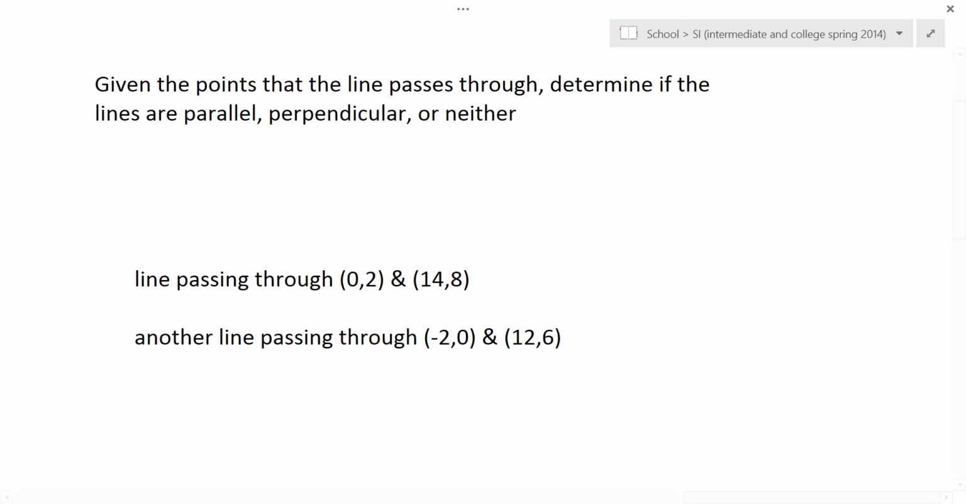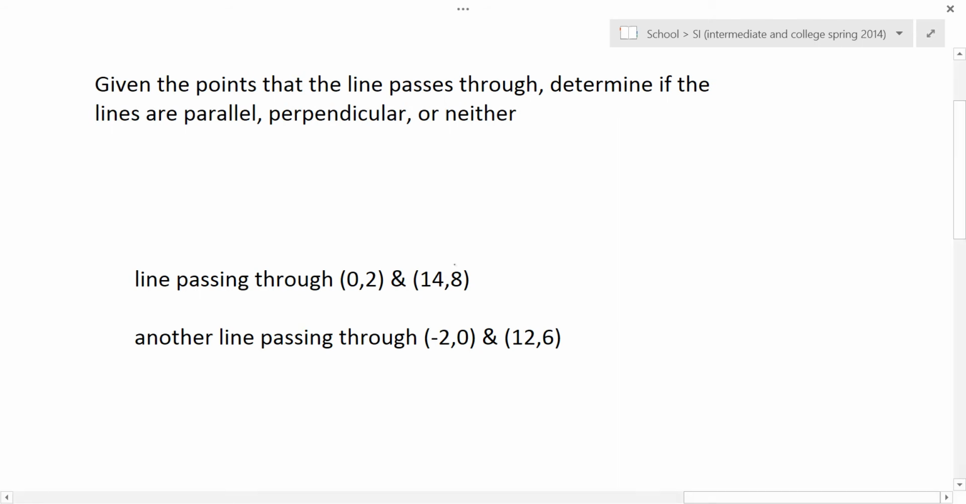This one's a little bit more challenging. Given the points that the line passes through, determine if the lines are parallel, perpendicular, or neither. We have a line passing through the points (0, 2) and (14, 8). And we have another line passing through (-2, 0) and (12, 6). So the first thing we have to do is find the slope. The same thing we've been doing. If you notice before, we got it into slope-intercept form, only to look at the slope, not the y-intercept.